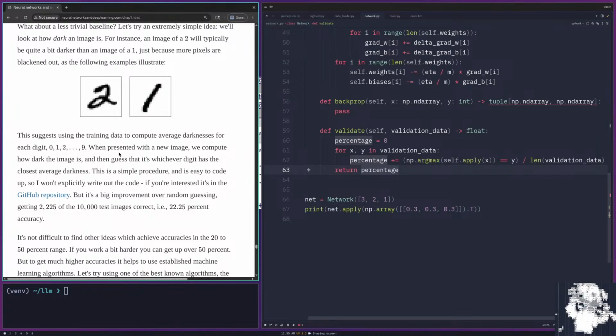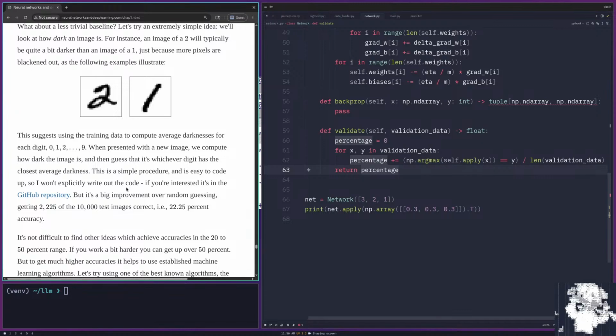This suggests using the training data to compute average darkness for each digit, 0, 1, 2, etc., 9. When presented with a new image, we compute how dark the image is, and then guess that it's whichever digit has the closest average. This is a simple procedure, and is easy to code up, so I won't explicitly write out the code. If you're interested, it's in the GitHub repository.